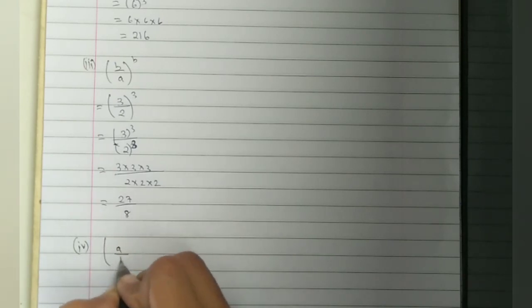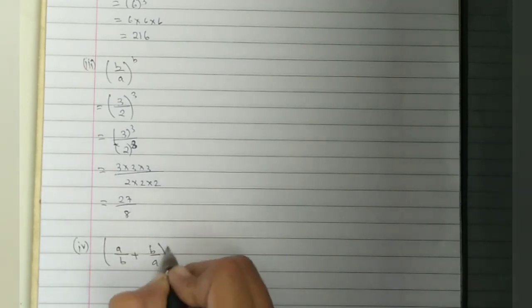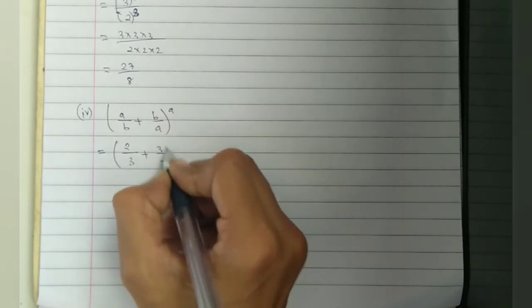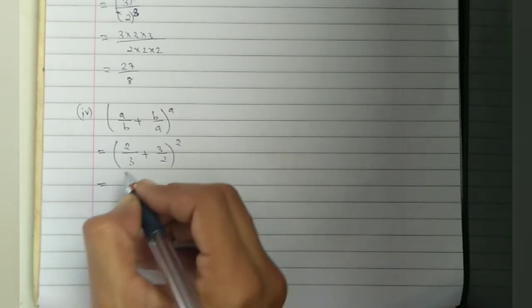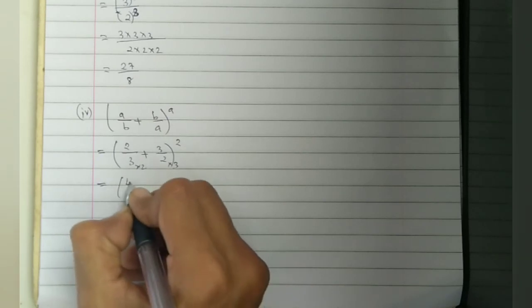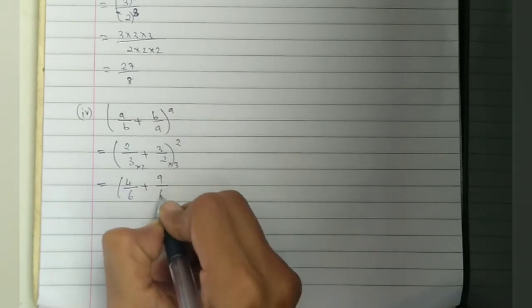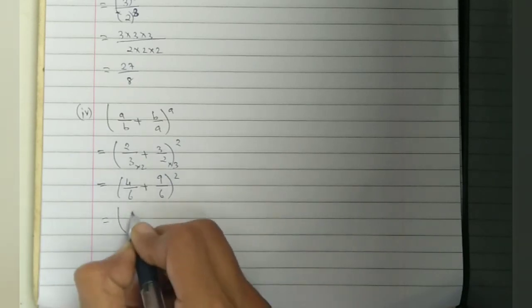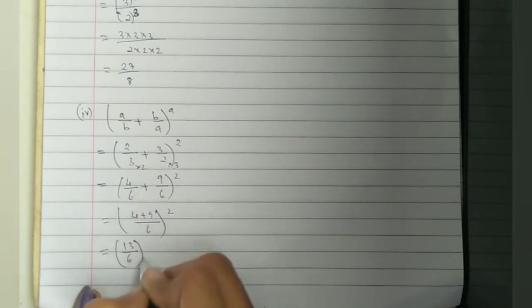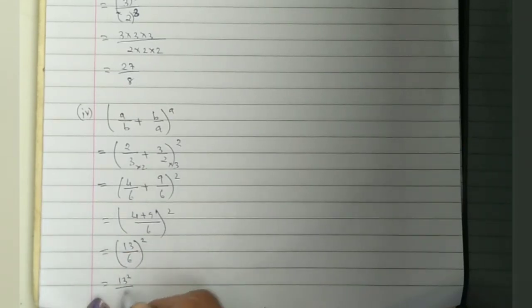Fourth one, A upon B plus B upon A raised to A. So what is the answer? 2 upon 3 plus 3 upon 2 raised to 2. So equal to, first of all take the LCM, this multiply by 2 and this is 3. 2 2s are 4 upon 6 plus 9 upon 6 raised to square. So 4 plus 9 upon 6 raised to square, which is 13 upon 6 raised to square. So 13 square upon 6 square, which is 13 into 13 is 169 upon 6 into 6 is 36.